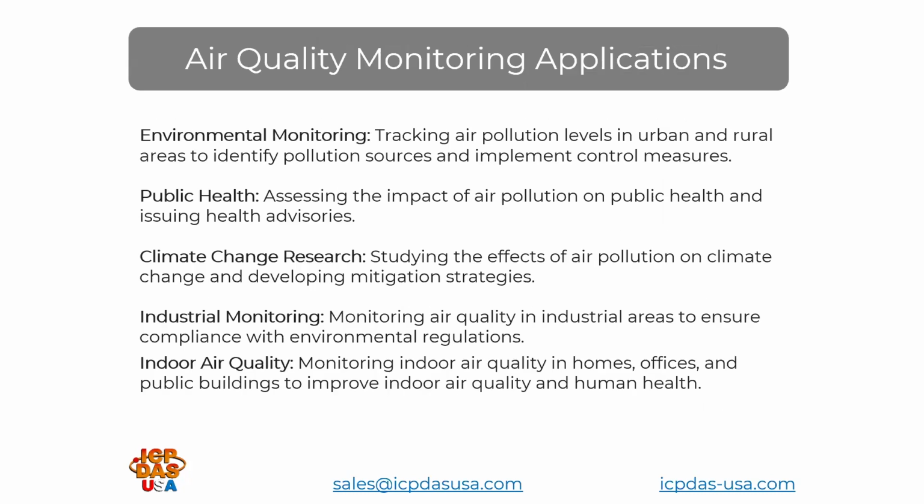Environmental monitoring tracks air pollution levels in areas to identify pollution sources and implement control measures. It also plays a key role in public health by assessing the impact of air pollution on human health. In climate change research, air pollution is studied to understand its effects on the environment and to develop mitigation strategies. Industrial monitoring ensures that air quality in industrial areas complies with environmental regulations. Additionally, indoor air quality monitoring focuses on improving air quality in homes, offices, and public buildings, which is crucial for enhancing human health and well-being.